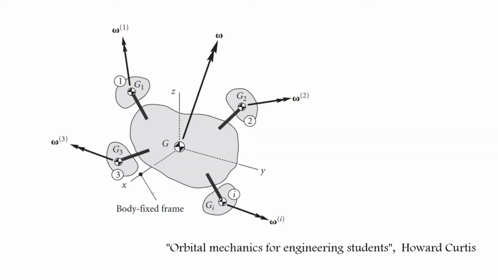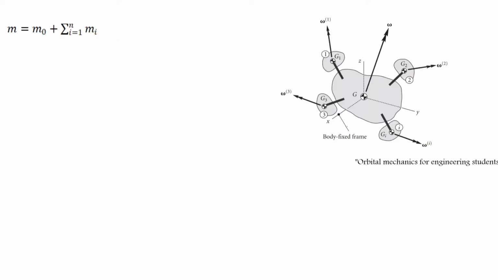Momentum exchange systems are used to control the attitude of a spacecraft without throwing consumable mass overboard, as occurs with the use of thrusters. In this image, we have a system with N flywheels, also called reaction wheels. They are attached to the body of the spacecraft at various locations. The total mass of the entire system's center of mass is G, through which pass the three axes of the vehicle's body fixed frame.